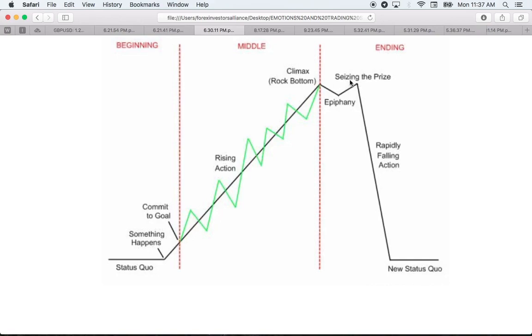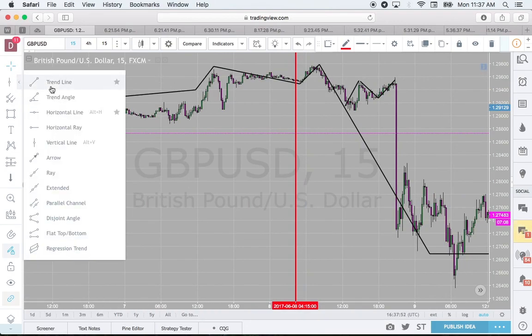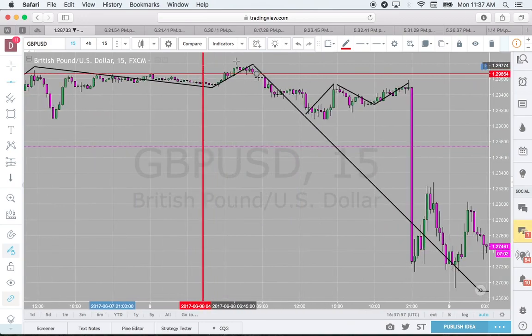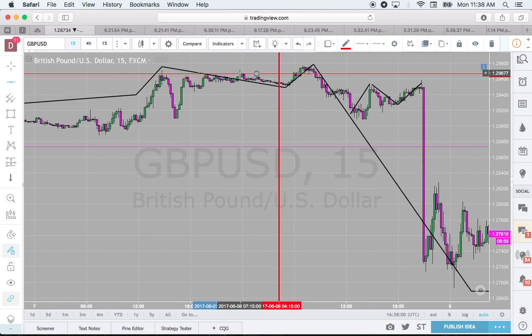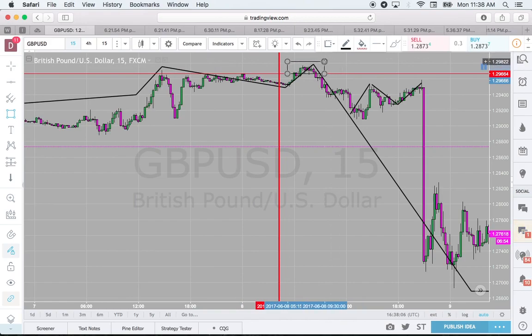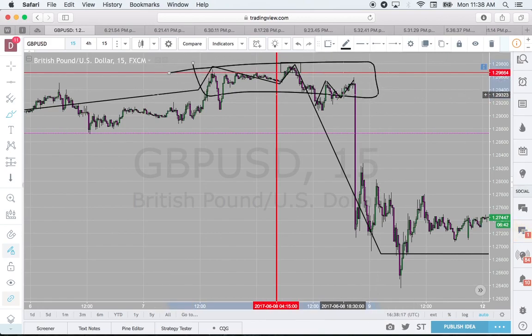That really got me going there. The market makers seizing the prize, spiking that climax, spiking the climax, breaking the high, right? That's what they do. They break the high, get everybody going and buying, and then they trap retail traders here and they seize their prize. What's their prize? The trapped liquidity in this zone.